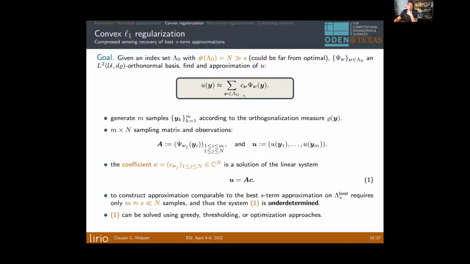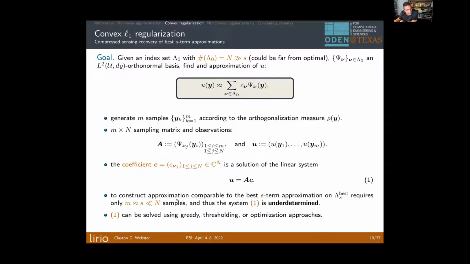The idea to set up the problem, in other words, the compressed sensing type problem, is I'll sample according to the orthogonalization measure I've written down earlier. I then construct a matrix A, which is nothing more than those basis functions evaluated at the random points. This constructs the entire matrix, and the data is nothing more than the function itself, or the solution, sampled at sets of random points. The coefficients then, in the case that I'm just looking at complex valued reconstruction, are the solution of this linear system.